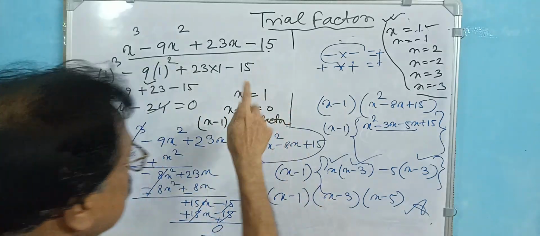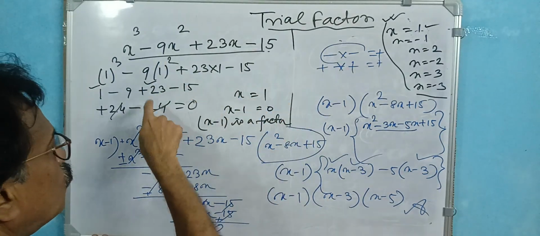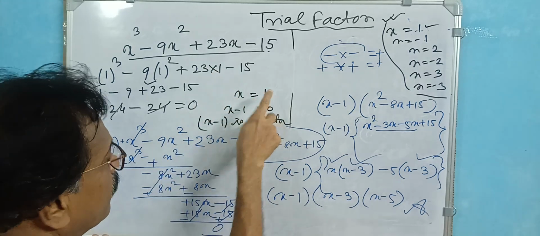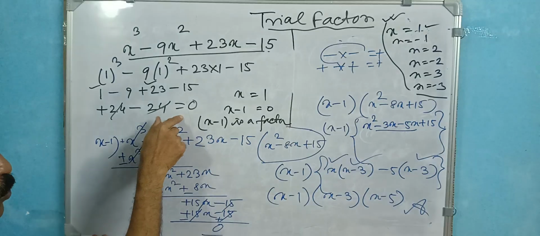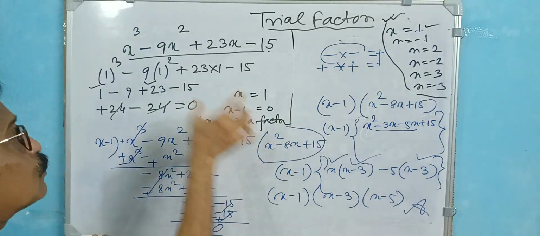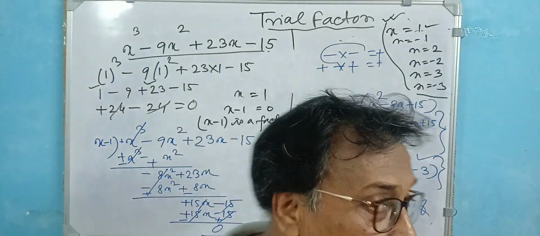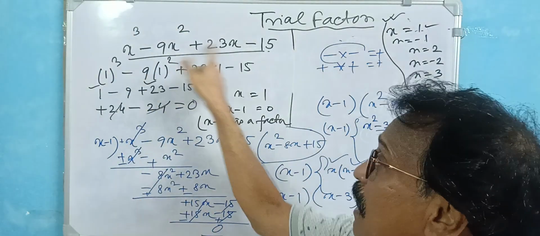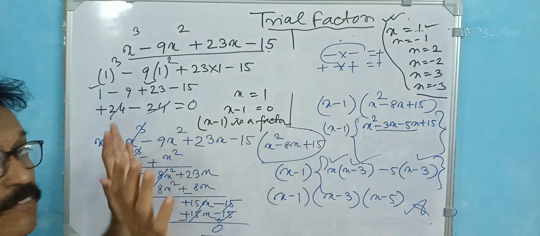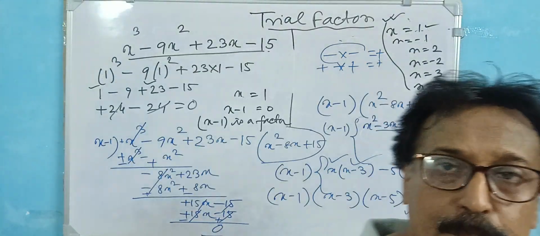Okay, if x is equal to 1, put it in, and the 0 is coming. That means when x is equal to 1 the ultimate answer is 0, that means x minus 1 equal to 0. So this x minus 1 is a factor. From here one factor has come out, x minus 1 is a factor. The first part is complete.